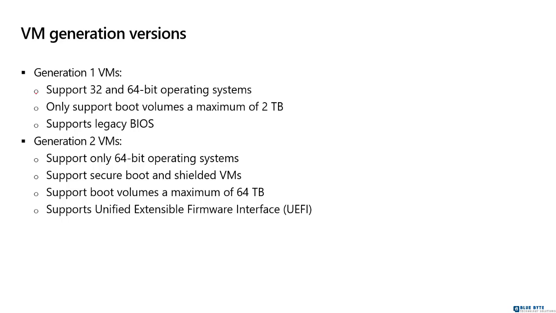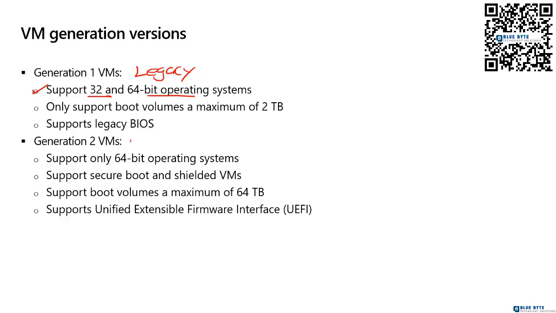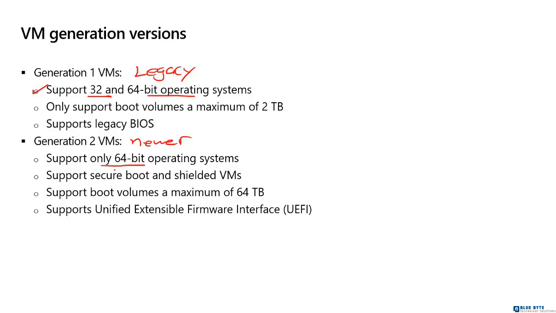When you create a virtual machine, you will have the option to choose a Generation 1 or a Generation 2. A Generation 1 is now considered a legacy virtual machine. Not often would you choose that option. Some of the characteristics would be it supports 32-bit and 64-bit operating systems. The newer standard, the Generation 2 or Gen 2 we'll call it, only supports 64-bit operating systems. So if you intended to deploy a 32-bit OS, you would have to choose Gen 1.